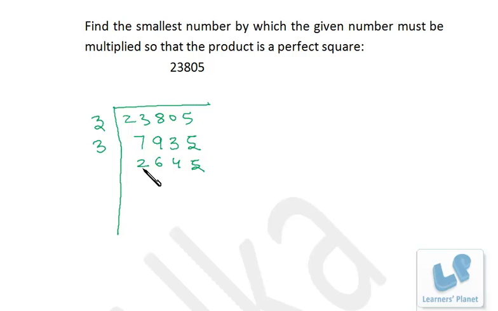Further, let's check. 6 and 2 is 8, plus 4 is 12, and 5 is 17. It's divided by 5. 5 5s are 25, 5 2s are 10, 5 9s are 45. Now 529 is actually 23 into 23. So it's 23, 23, 1. Now let's make the pairs: 3, 3, 23, 23, and we are left with 5. That means this given number 23805 is not a perfect square.